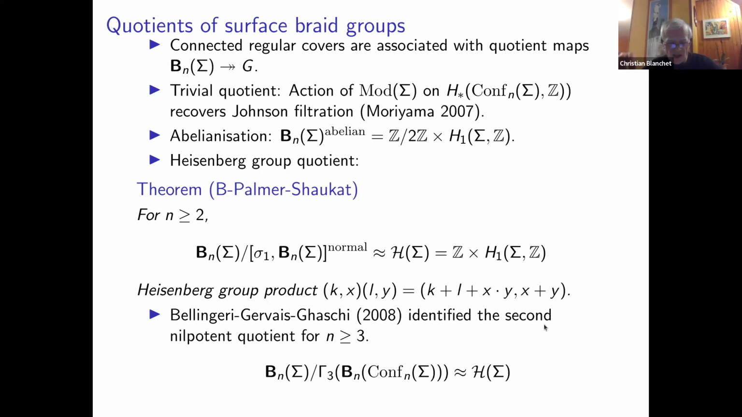We should say that essentially the result was new for n equals 2, because Bellingeri, Gervais, and Wahl have identified the second nilpotent quotient of the surface braid group as the Heisenberg group. I just point out that we put a different relation, focusing on the fact that we are making sigma 1 central, but for n greater than 3, essentially this quotient was known.